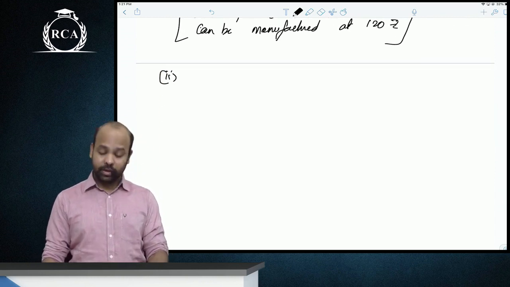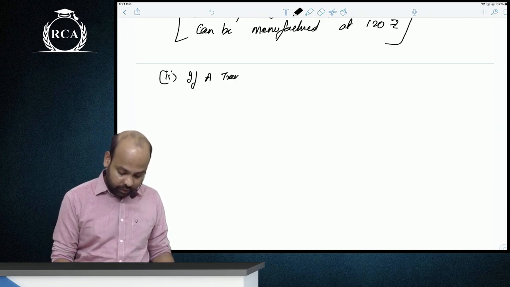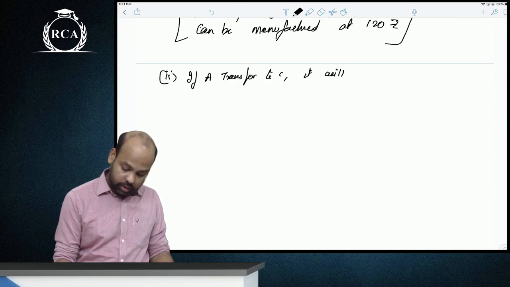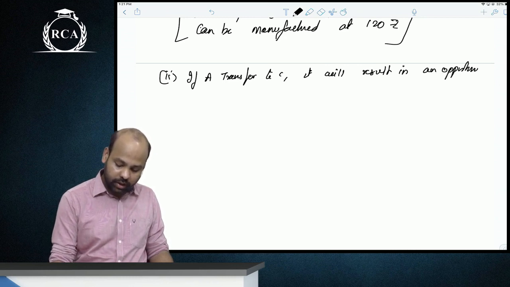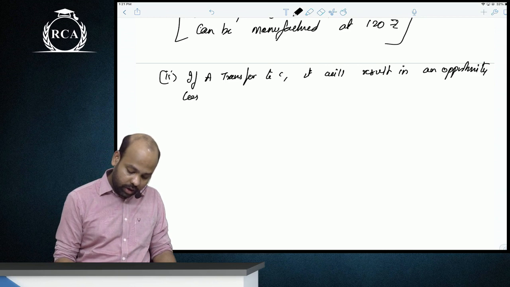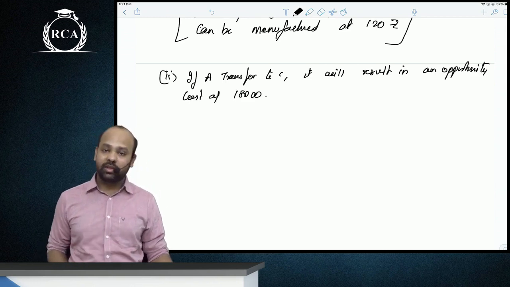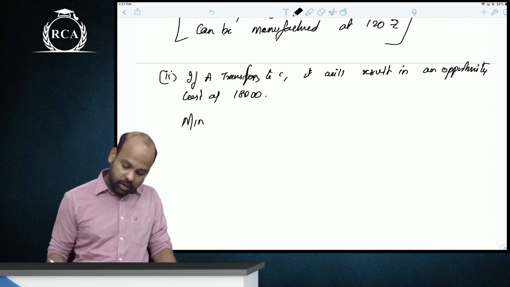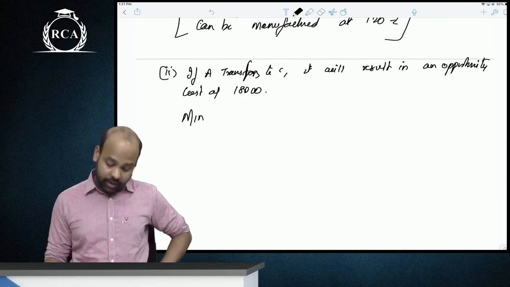Now this is good. So basically guys, if A transfers to C, it will result in an opportunity cost of 18,000. See guys, you will realize 18,000 only if you do not transfer, so that 18,000 will now be considered as opportunity cost. If A transfers to C, it will result in an opportunity cost of 18,000.